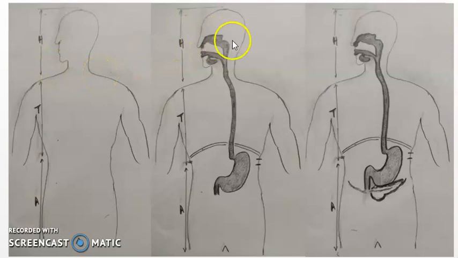And then you start completing the mouth parts. You start drawing the mouth parts, and then of course the esophagus terminating into the stomach and the duodenum.